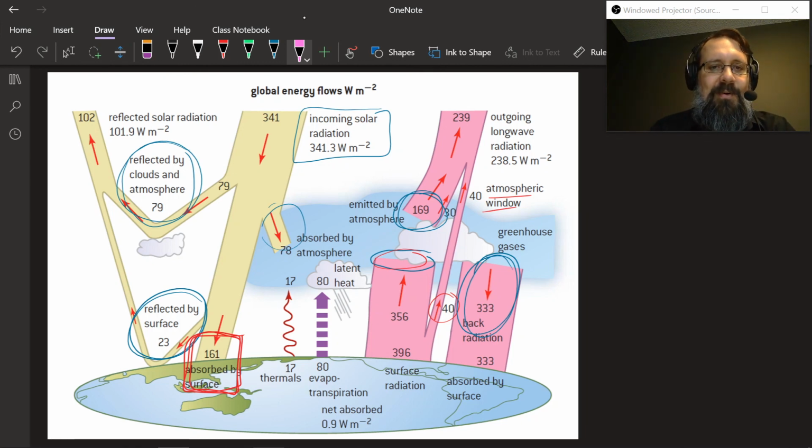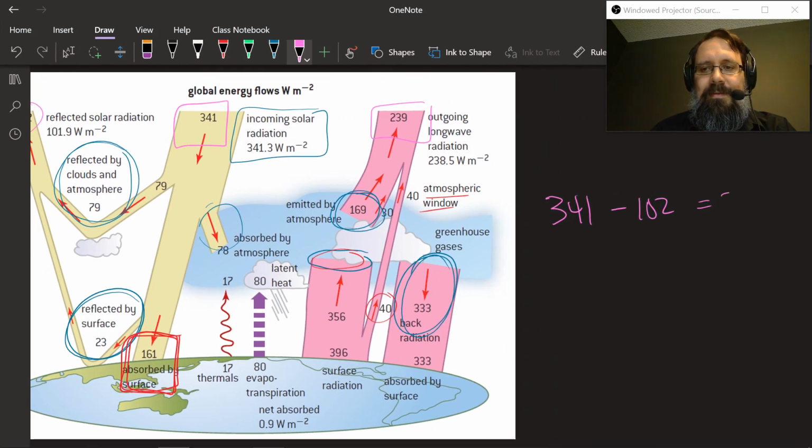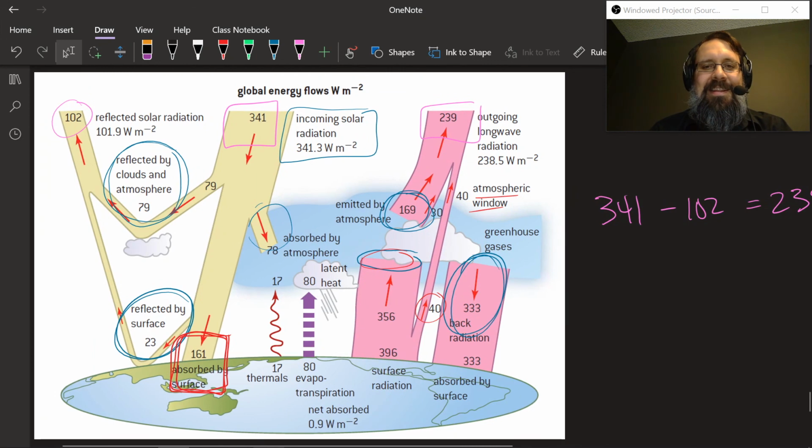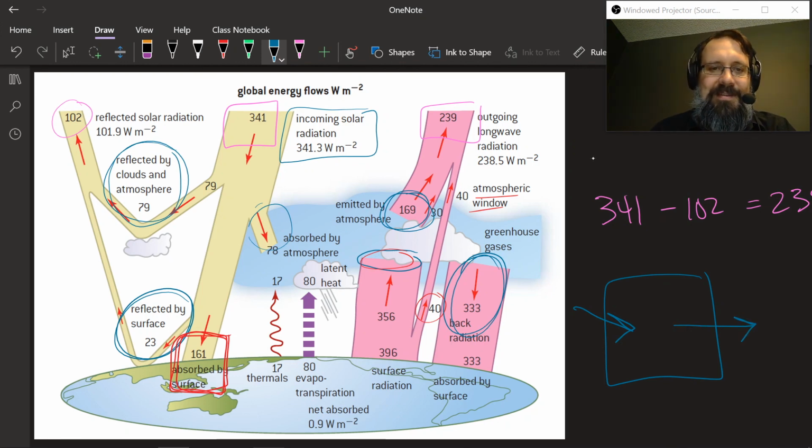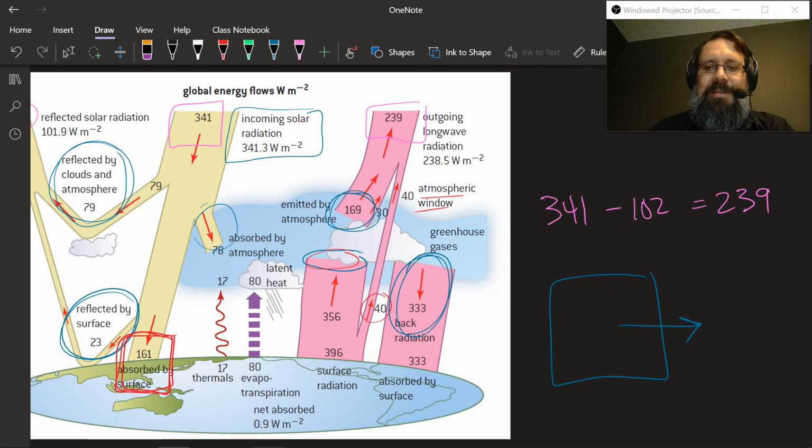So if you take the total that's coming in, let's look at this. 341 coming in minus the 102 should be equal to the outgoing over here. Does that work? I don't know. Looks like it works. There you go. And so that means there's a total balance in this case. We have a balance of energy where the amount of energy that comes in is equal to the amount of energy that comes out. I shouldn't say energy, this is power, but anyway, the amount that comes in is equal to the amount that comes out. And so what happens if the in is equal to the out? You end up having a constant temperature.